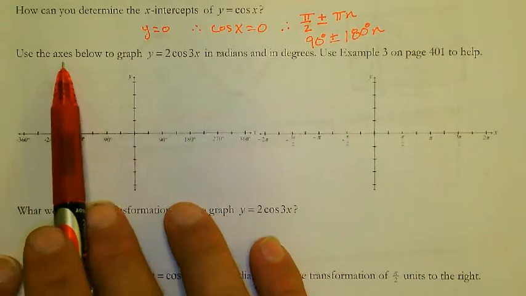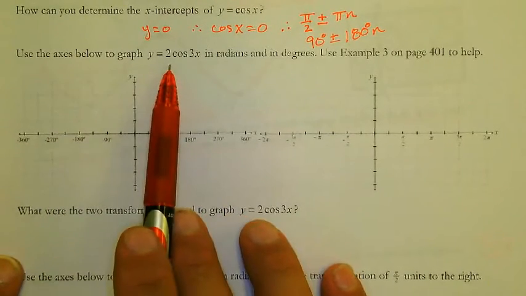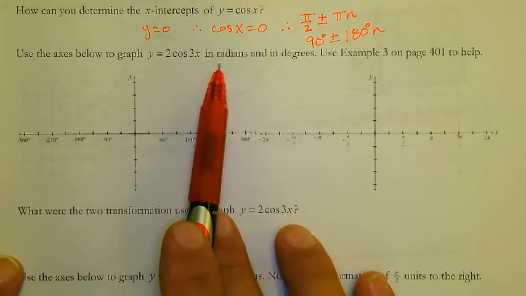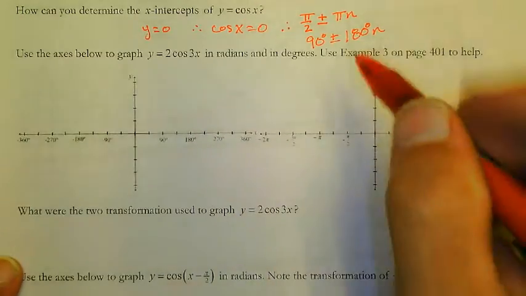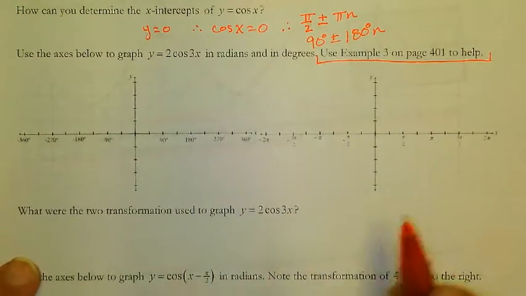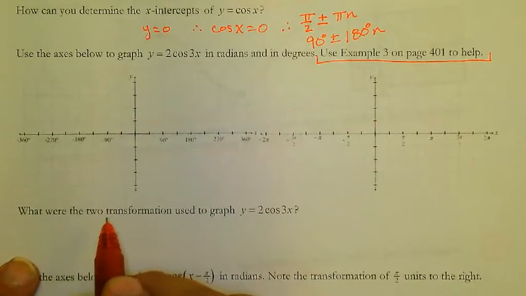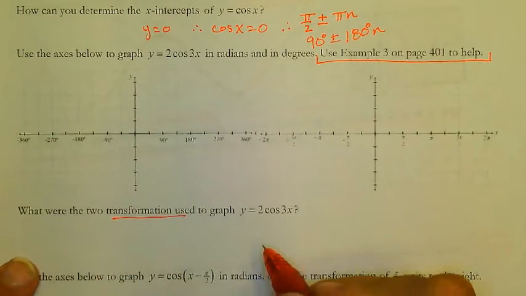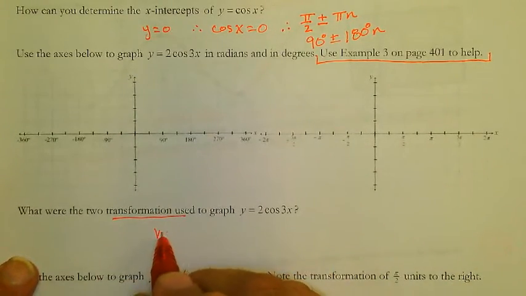Okay, this next video, how do we graph y equals 2 cosine of 3x in radians and in degrees? And we're telling you to use example 3 on page 401 to help. Right, it helps to think about the transformations. What transformations did we have?